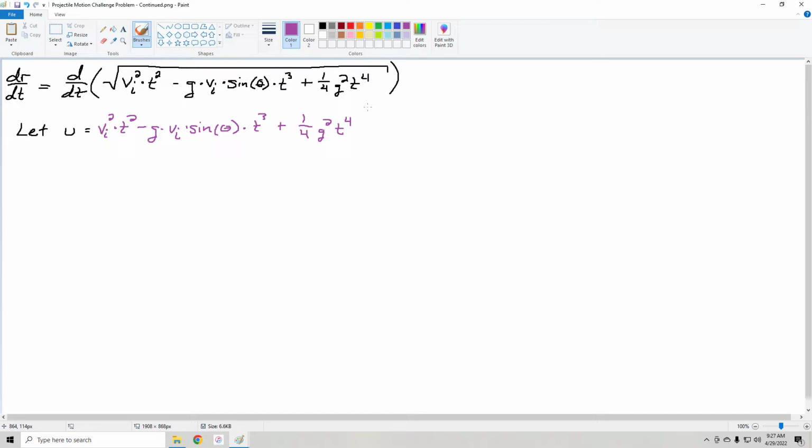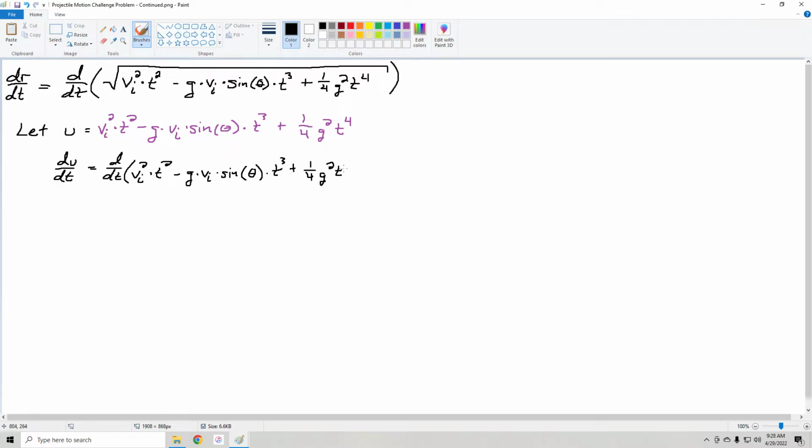What's the next step in u substitution after you have found what u is? Well, we take a derivative of u with respect to the variable that we're trying to do the overall derivative of, and that would be time. So we want to do du/dt. What is that? Well, that's d/dt of everything I just wrote up here in purple: v initial squared times t squared minus g v initial times sine of theta times t cubed plus 1/4 g squared t to the 4th.